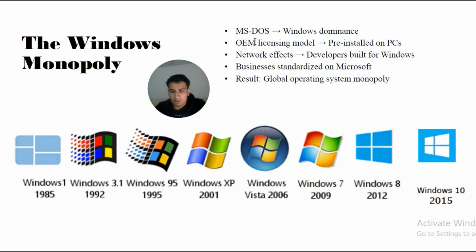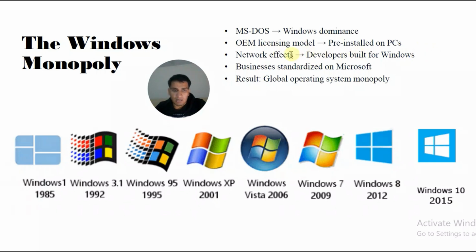And different original equipment manufacturers installed Windows on different systems, like different PCs such as HP, Dell, and Lenovo, and these PCs are using the Windows operating system. And this gives greater monopoly to Windows, due to which developers have to design their apps or systems to align with Windows.